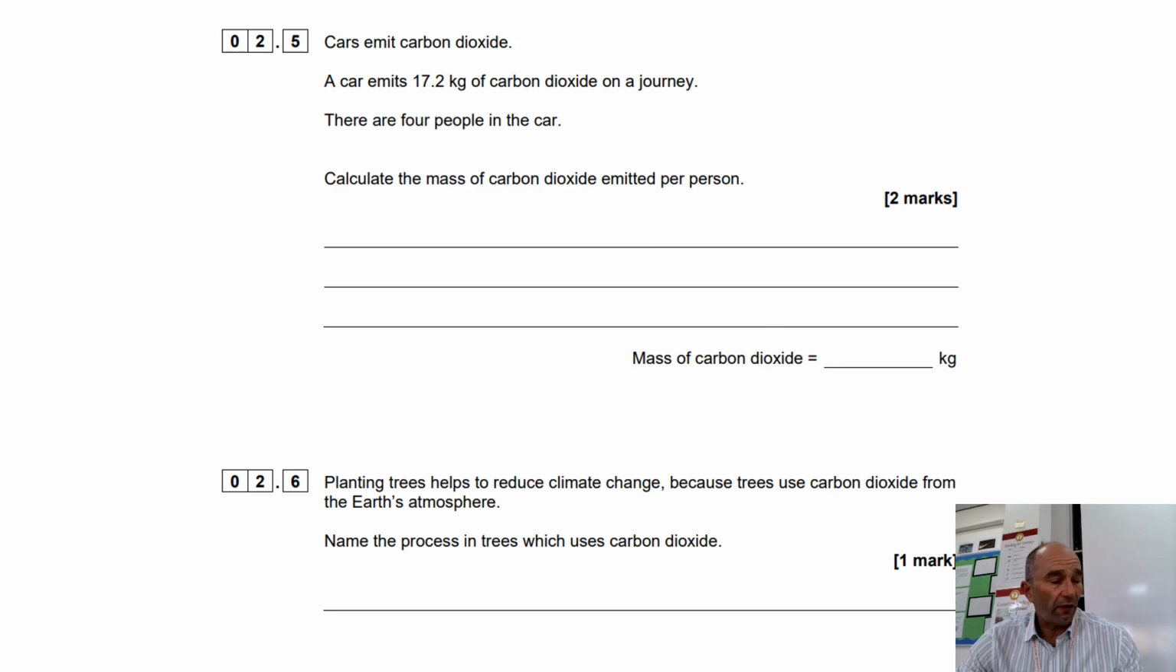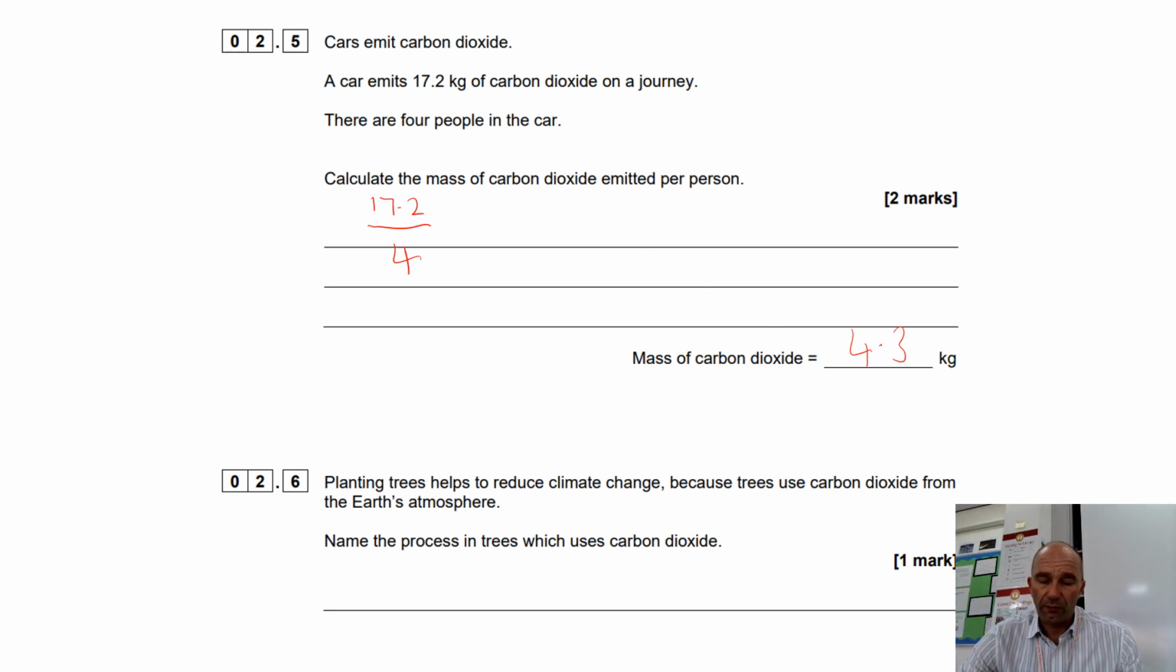And then 2.5, another excuse for a maths question. So cars emit carbon dioxide. So a car emits 17.2 kilograms of carbon dioxide on a journey. There's 4 people in the car. Calculate the mass of carbon dioxide emitted per person. Well, that's the total mass of carbon being emitted in the journey. There's 4 people in the car. It really is as simple as putting those numbers in the calculator, and you end up with a value of 4.3 kilograms. That could be as much a maths question as it is a chemistry question.